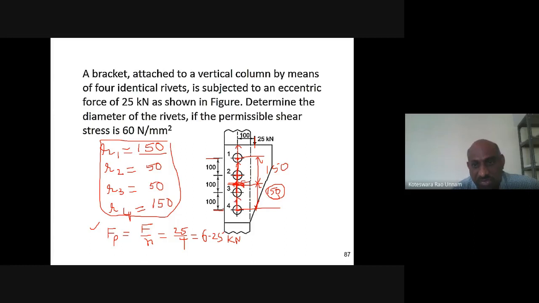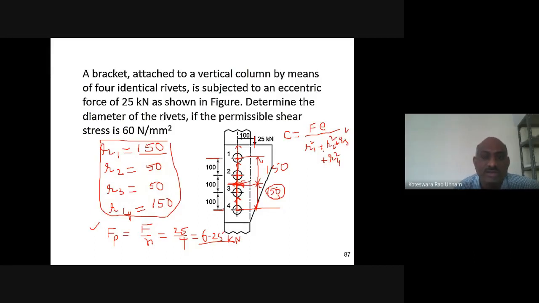So this is the primary force. Primary force, magnitude and direction is the same for all the rivets. So that is 6.25, I know that. Then coming to the secondary shear force, to compute it, first we need to compute C. C is nothing but F into E divided by R1 square plus R2 square plus R3 square plus R4 square.